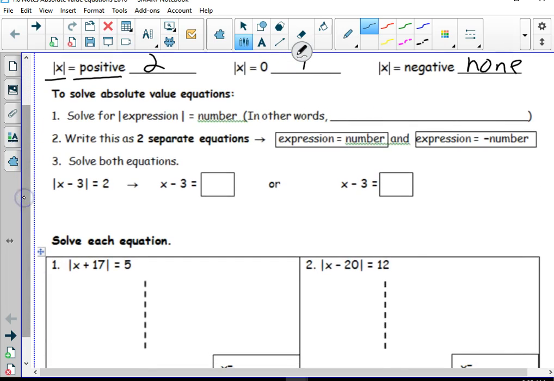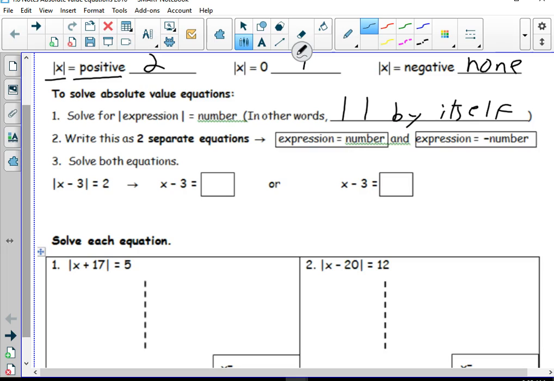All right. So to solve absolute value equations, first you're going to solve for the absolute value expression equals a number. In other words, you want to get this by itself. So treat it like a variable. You want to get the absolute value thing by itself. Now we'll talk about examples of that. Then you're going to write it as 2 separate equations: the expression equals the number and the negative number.